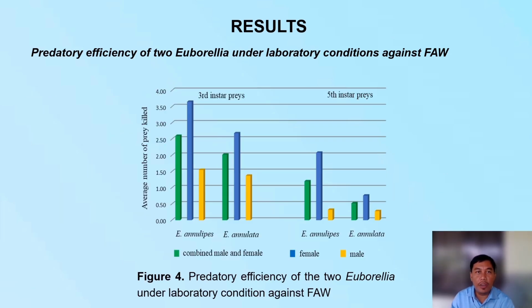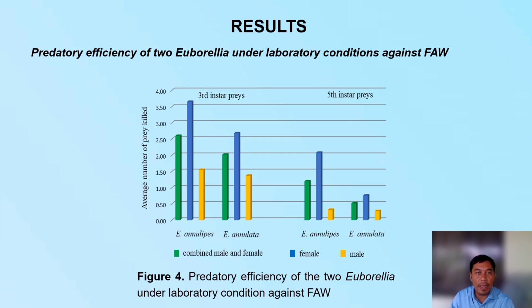With third instar FAW as prey, a total of 104 with a mean of 2.60 preys were killed by 40 adult E. annulipes, while a total of 77 and with a mean of 2.02 preys were killed by 38 adult E. annulata, as 1 female and 1 male died in the course of the experiment without killing any prey. The results showed that E. annulipes was more aggressive in killing preys, and the difference was significant.